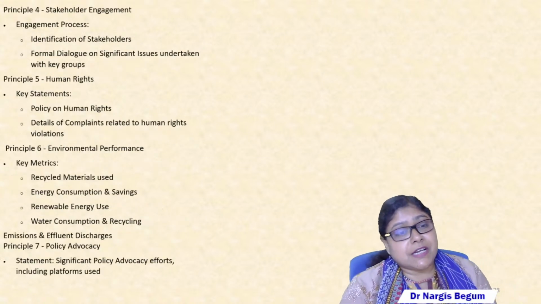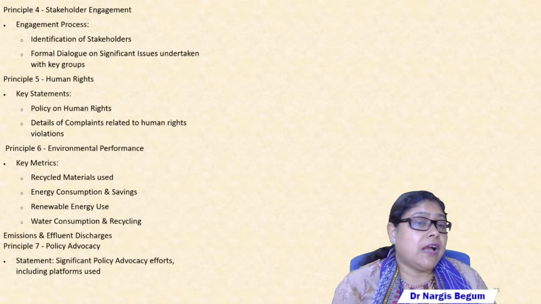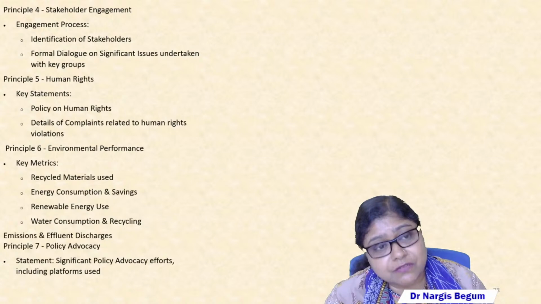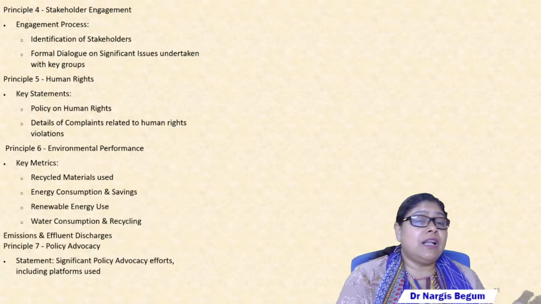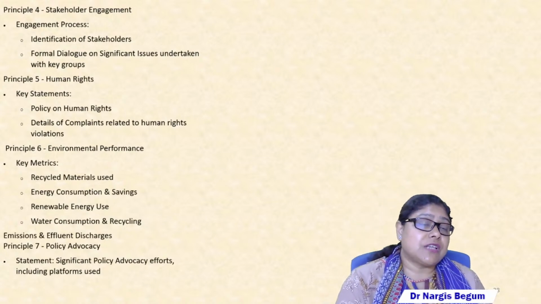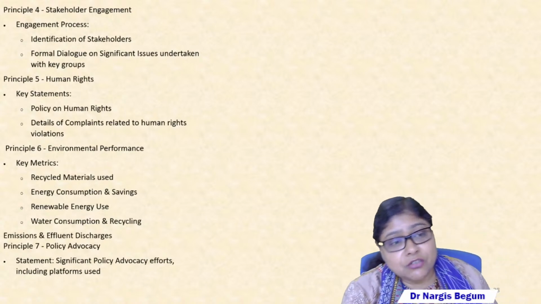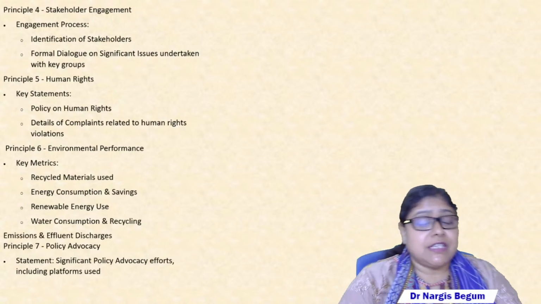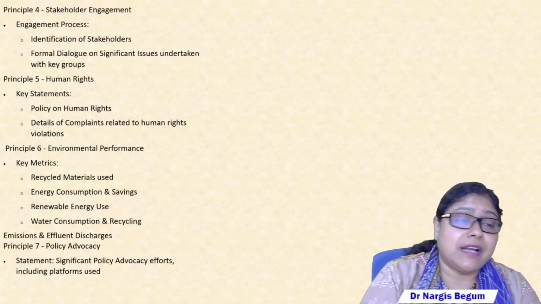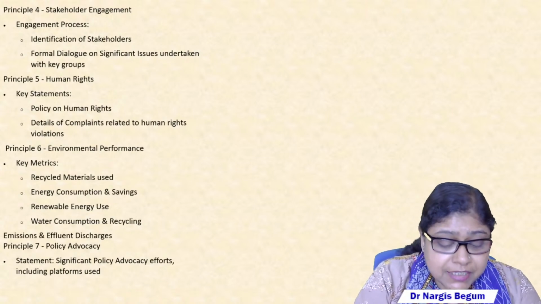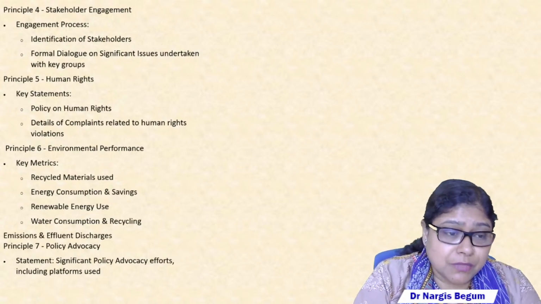Fourth principle is stakeholder engagement. We go for understanding the engagement process. We go for identification of the stakeholders and the formal dialogue on significant issues undertaken with the key groups. Next we have human rights. We discuss the policy on human rights, and we also discuss the details of companies that are related to human rights.